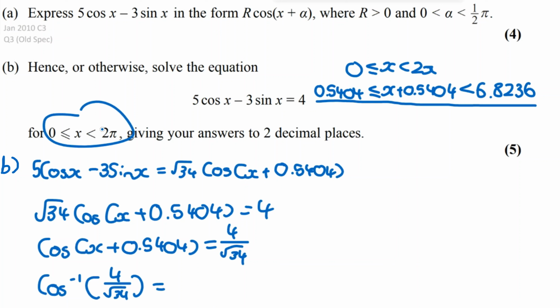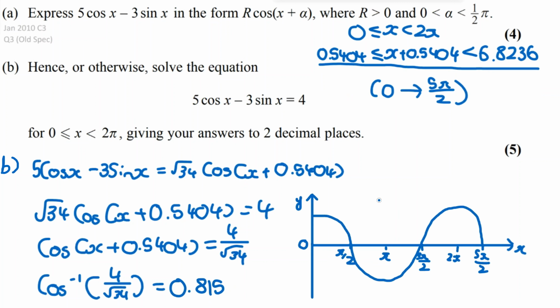It wants the answer in radians because this 2 pi indicates that the interval is in radians. So if your calculator is in radians mode and you put this into your calculator, you get an answer of 0.815. So then what we do is we draw a quick cos graph like this.